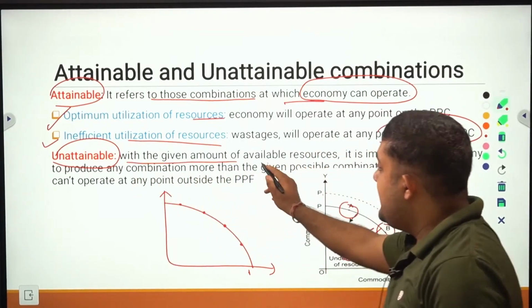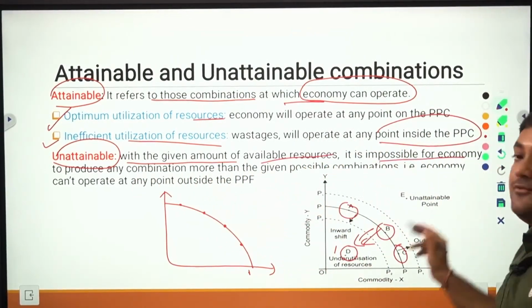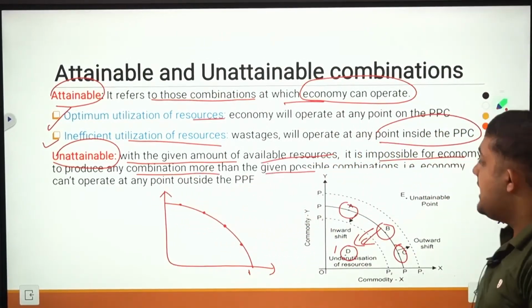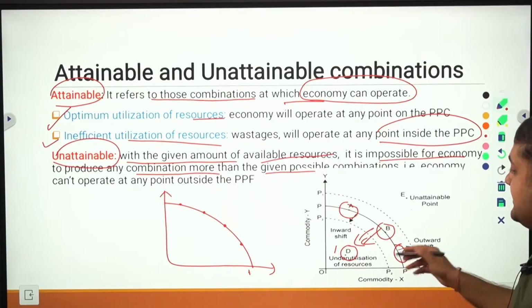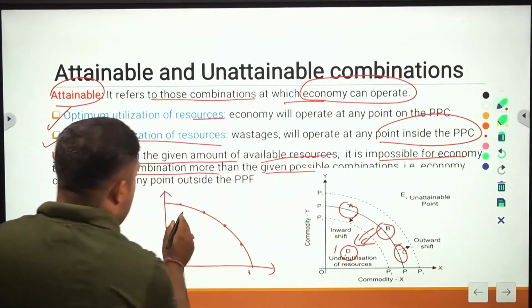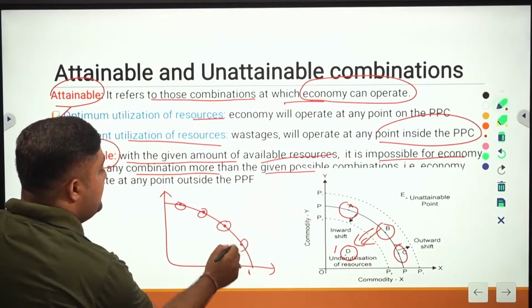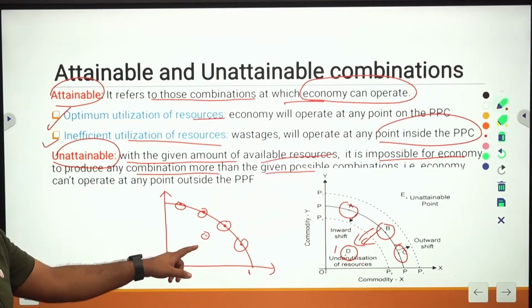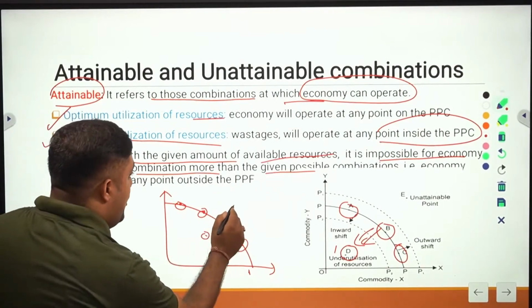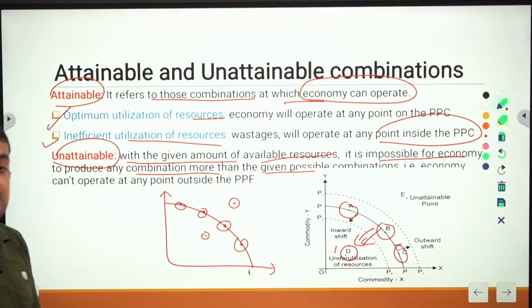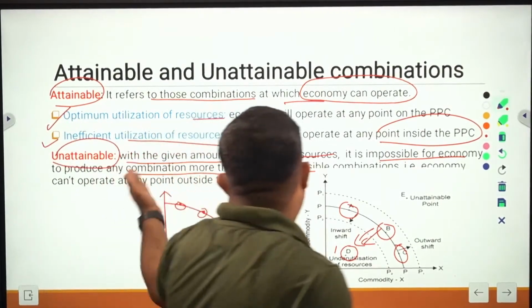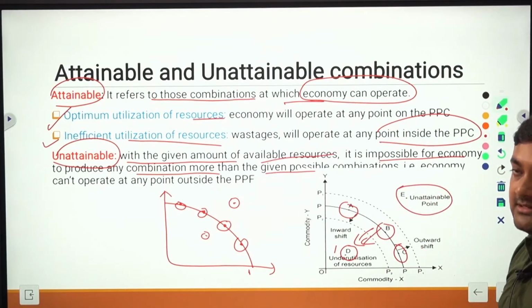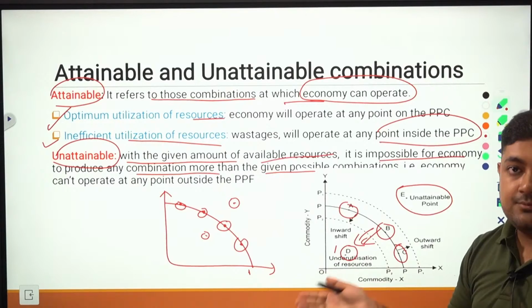With the given amount of available resources, it is impossible for the economy to produce any combination more than the given possible combinations. তাৰ মানে এতিয়া যদি মই কওঁ this is optimum utilization of resources, this is inefficient utilization of resources বা underutilization. এতিয়া মই যদি কওঁ any point which is unattainable, যেটো পসিবল নহয়, সো হেতু ক্ষেত্ৰত আমি unattainable বুলি কওঁ। যেনেকৈ ইয়াতে চাব পৰা point E, this is an unattainable point.